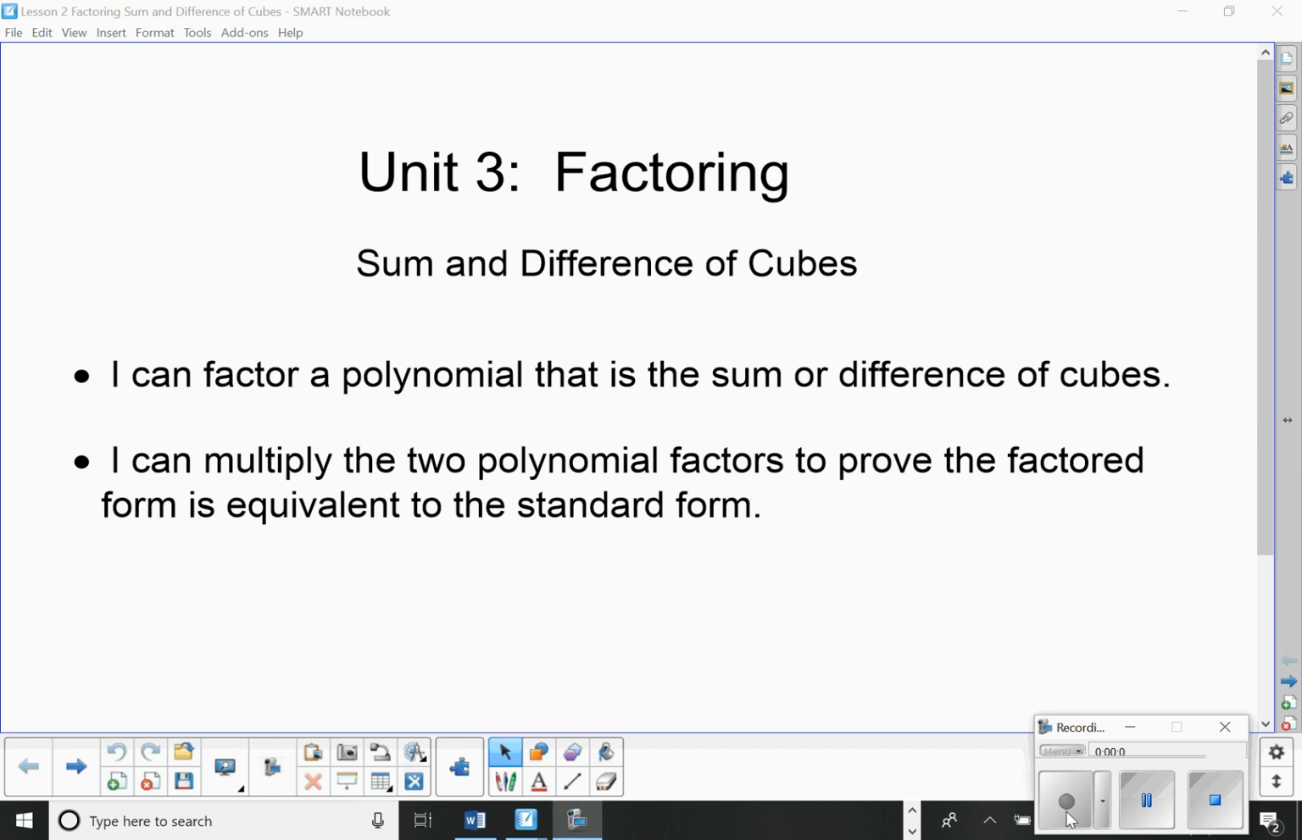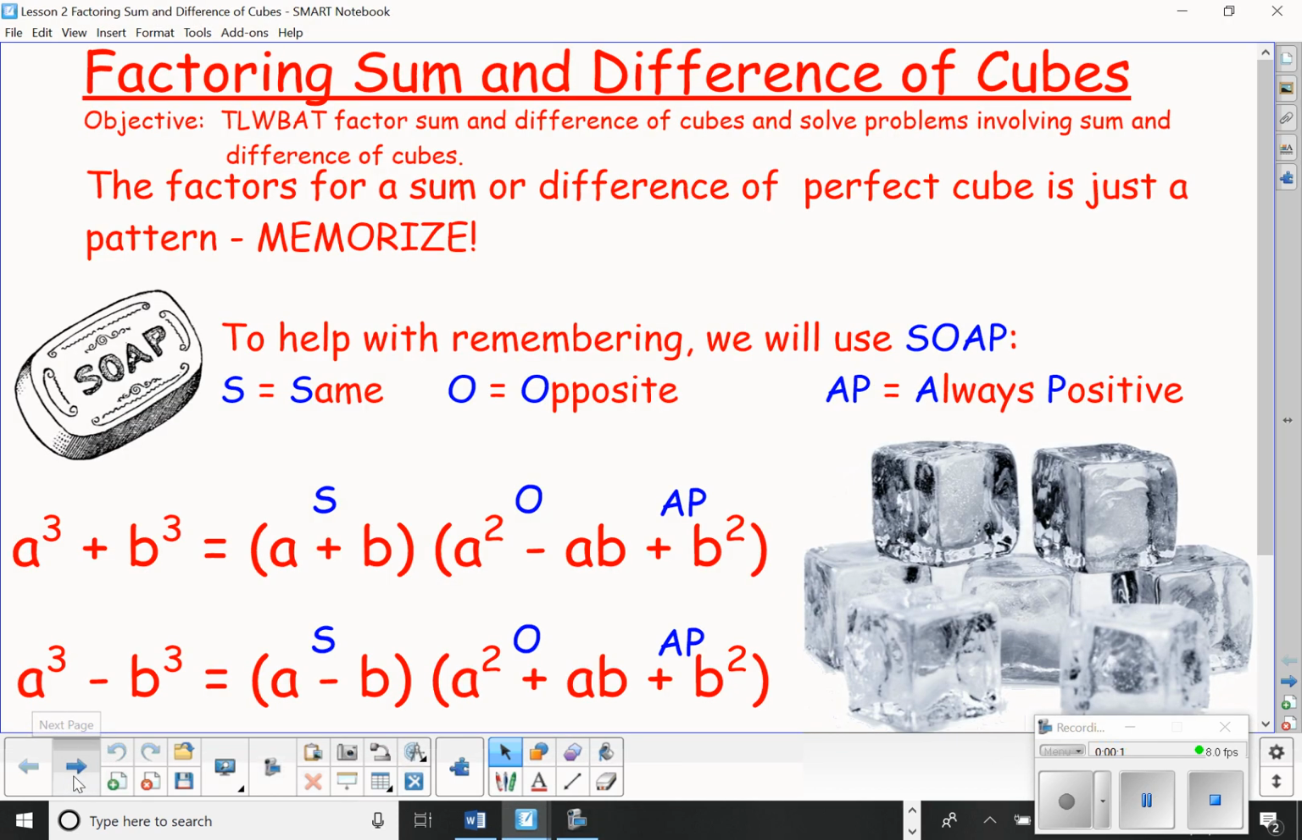and difference of cubes, you'll be able to factor a polynomial that is the sum or difference of cubes. And of course, you can always multiply them back together to prove that the factored form is equivalent to the standard form. This is a pretty easy objective. As soon as I say it's easy, people tend to turn off and go, oh yeah, it is. I just have to memorize that, and then you forget to memorize it. Know this pattern. It will come back again and again and again.